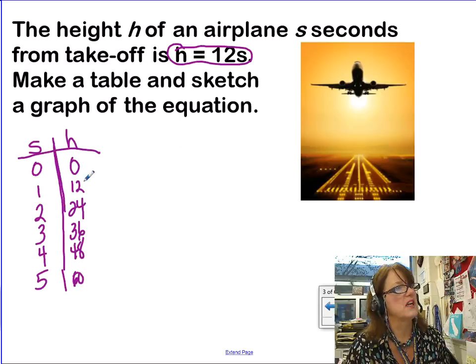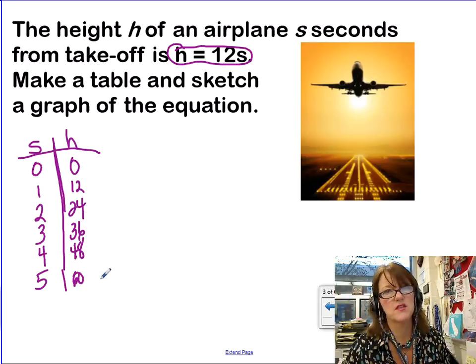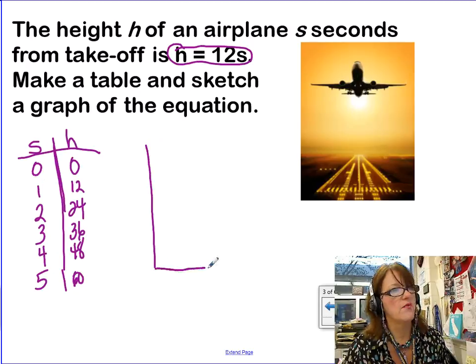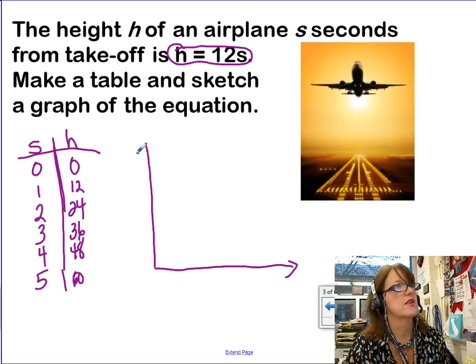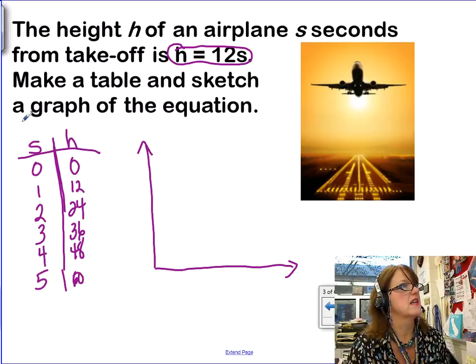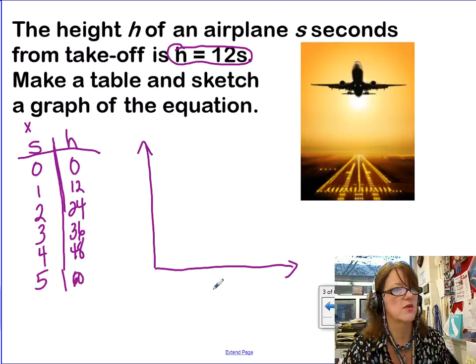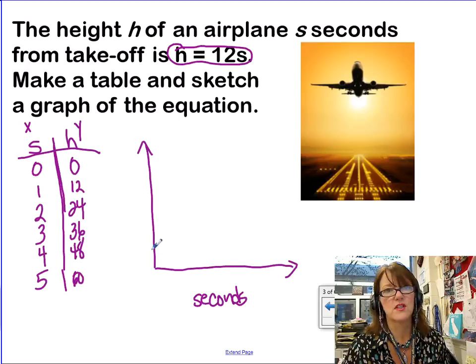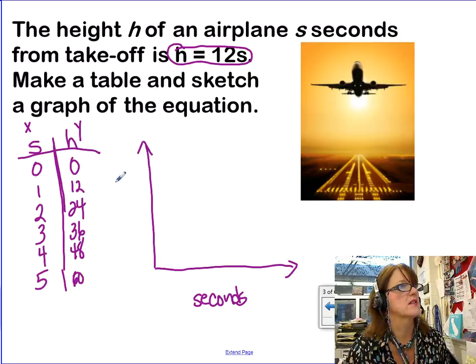Now in this case, because none of my inputs or my outputs are ever going to be negative, I can look at my domain. This would never be a negative value. Neither would your range. So here's the deal. I am just going to make a graph out of this first quadrant in my coordinate system. s is kind of like your x value, your input. And so we're going to put that on the horizontal axis. And it's a good idea to label it so we know what it represents. That's seconds. And then h is my output. That's your y value. That's my vertical axis. And so I am going to label this one this way.